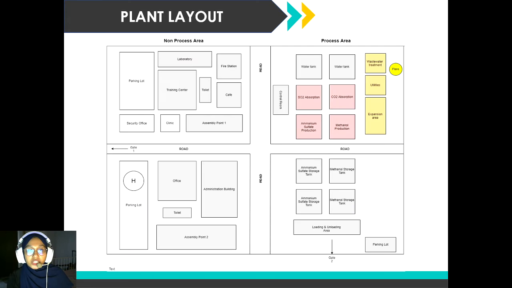For the plant layout, we divided into two areas, which are the non-process area and also the process area. So for the process area, we have 4 plants, which are the SO2 absorption, CO2 absorption, ammonium sulfate production, and also methanol production. At the right side, we have the wastewater treatment, utilities, the expansion area, and also the flare. So the bottom right, we have the storage tanks, and for the non-process area, we have the essential services such as the clinic, the toilets, cafe, office for the workers.